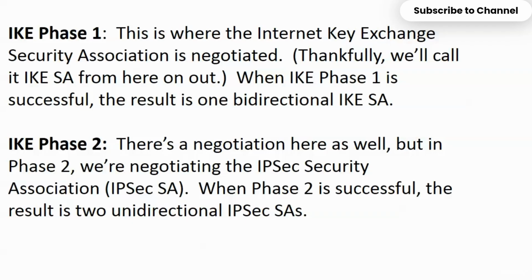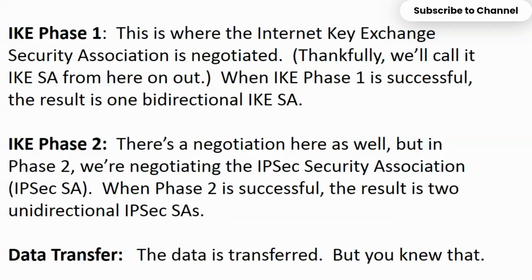As opposed to what we get at the end of IKE phase 2, there is a negotiation here, but what we're negotiating here is the IPSec Security Association. So if you say it out loud, it's IP Security Association. Let's just call it IPSec SA. Now when phase 2 is successful, what we end up with is 2 separate unidirectional IPSec SAs. Now of course the big thing to be concerned with here is if phase 1 is not successful, there is no phase 2. So we got to watch our P's and Q's when it comes to that phase 1.